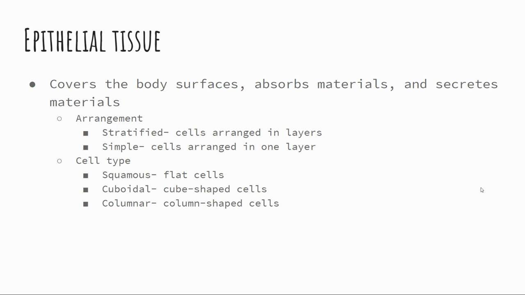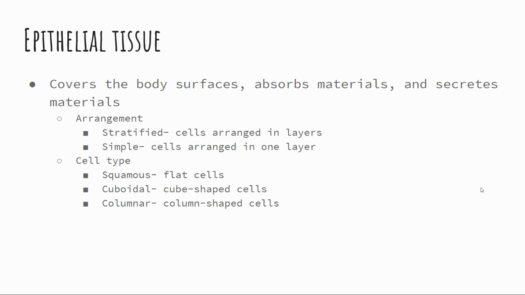And last is going to be epithelial tissues. This covers the body surfaces, absorbs materials, and secretes materials. So these tissues are going to be arranged in two different ways. Two important vocab terms here. You have stratified and simple. So stratified tissues are going to be when the cells are arranged in multiple layers, layers on top of layers on top of layers on top of layers. I'll show you a picture here in a minute. Simple arrangement or simple tissue cells are going to be arranged in a single layer.